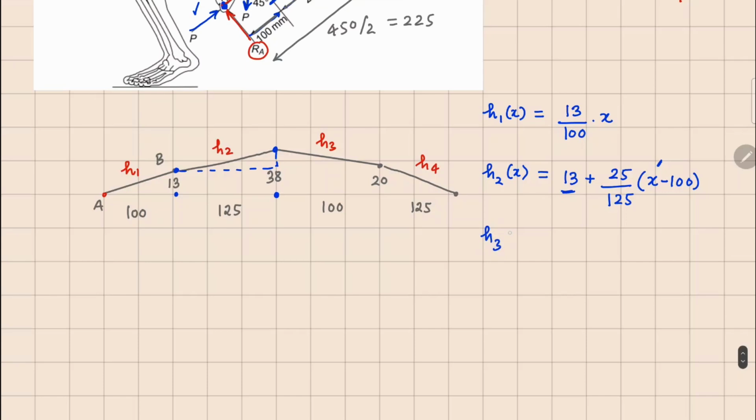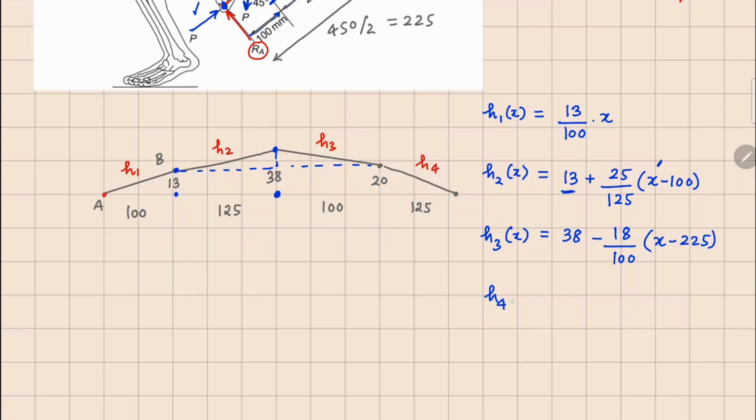In the same manner, I can write your h3(x). So for h3(x), we are starting with 38, and then we are dropping down to 20. So this gap right here is 18. And this we achieve when we travel a distance of 100. In this case, your starting point is this one right here, which is 225.